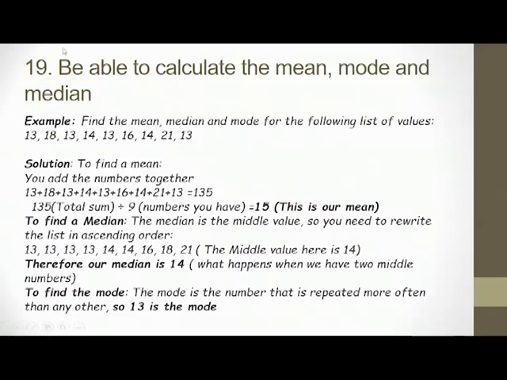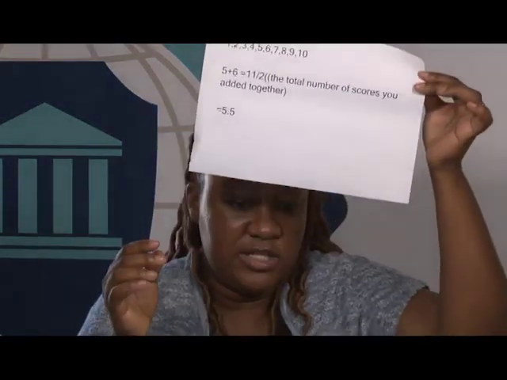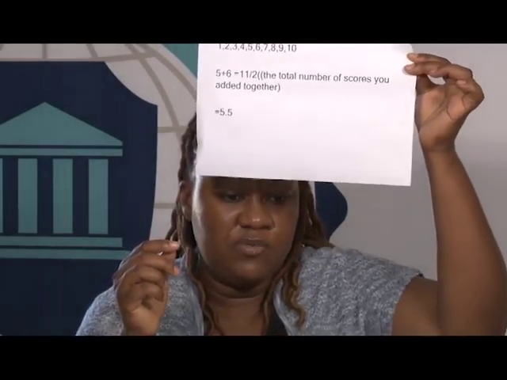There are times when you have 2 numbers in the middle. For instance, you have numbers like 1, 2, 3, 4, 5, 6, 7, 8, 9, and 10. Those are 10 numbers. To find the median, you look at the middle numbers, which are 5 and 6. You add those together and they give you 11. Then you divide the 11 by the number of scores you have there, which is 2, and you get 5.5.